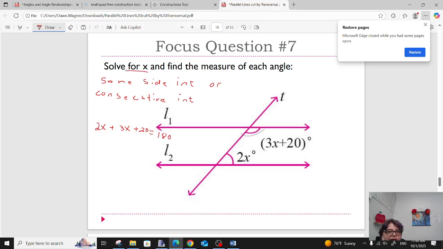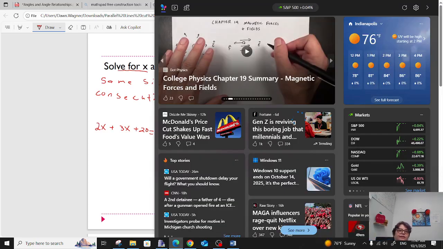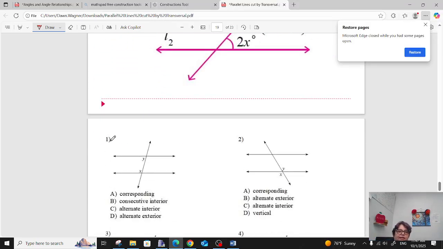Now, the other thing is, it didn't only ask for x. What else did it ask for? Find the measure. So for this one, you would have to do 3 things. You would solve for x. You would substitute in for this angle, find this measure, and you'd substitute in to find this measure, right? Okay. And then, is that?